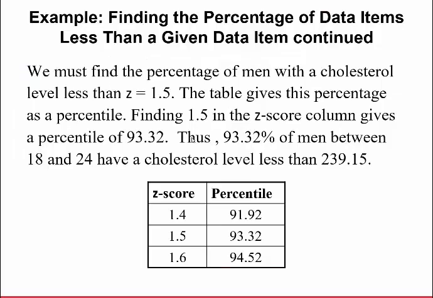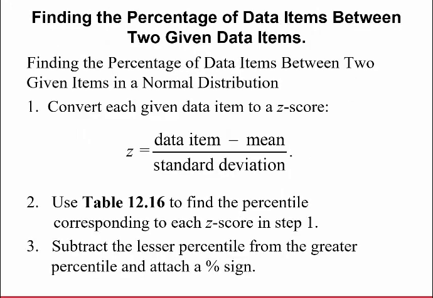Thus we found 93.32% of men between the ages of 18 and 24 have a cholesterol level less than 239.15. So it's really just calculating the z-score, then looking up the percentile and changing it to a percentage. Now let's talk about finding the percentage of data items between two given data values.